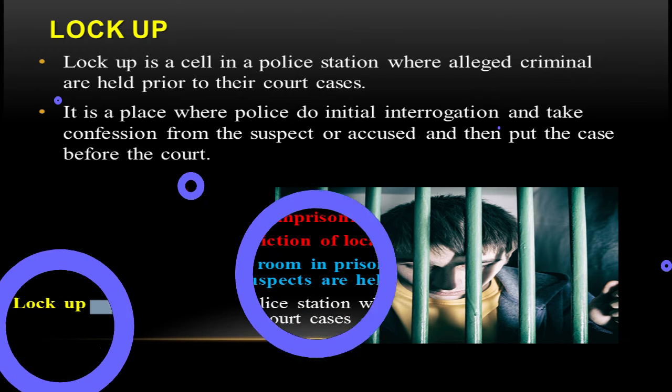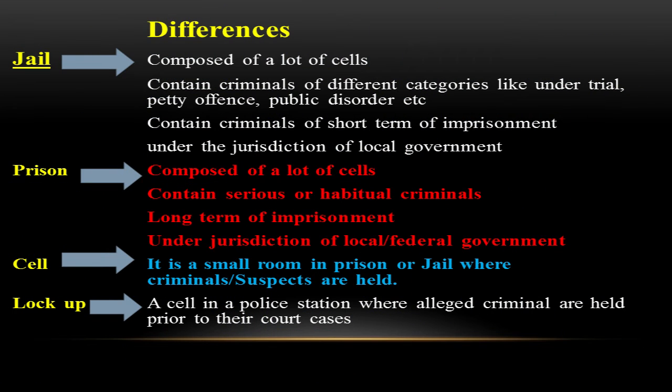And now again, let's know about the difference collectively in a quick way. Jail is composed of a lot of cells. It contains criminals of different categories like under trial, petty offenses and public disorder, etc. It contains criminals of a short term of imprisonment, and it comes under jurisdiction of the local government.